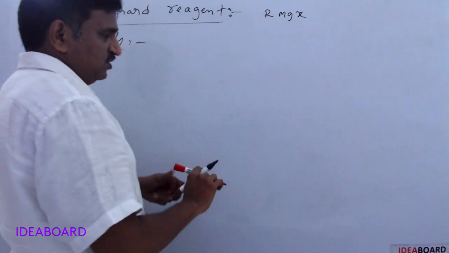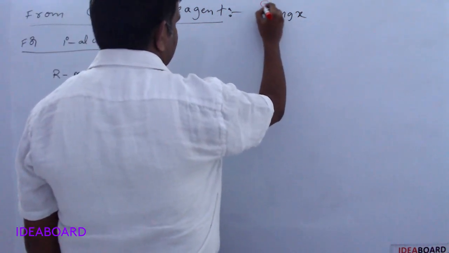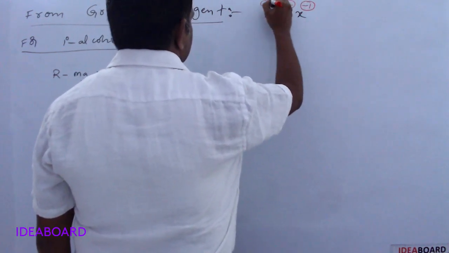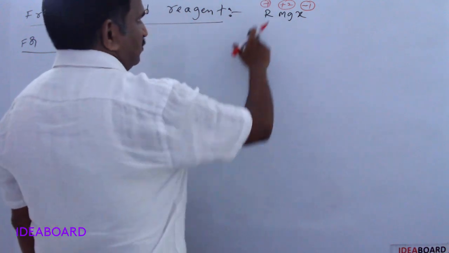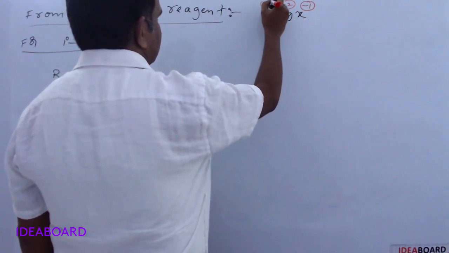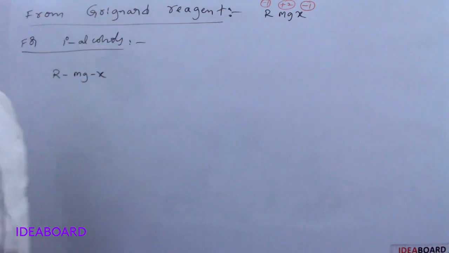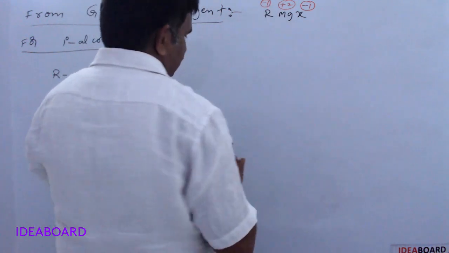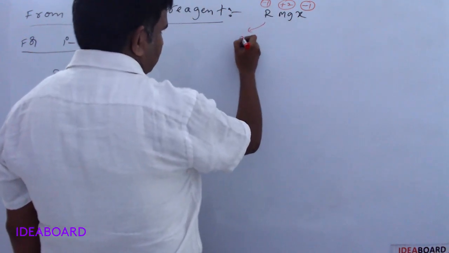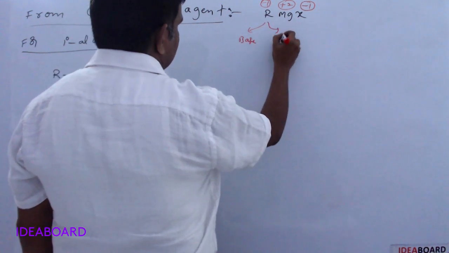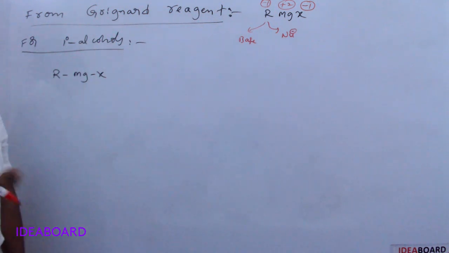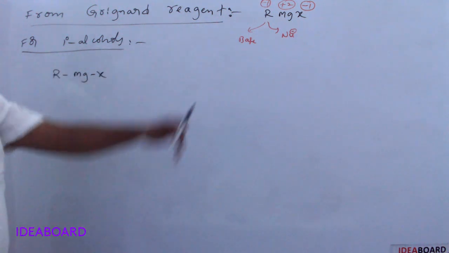RMgX. In this RMgX, first remember R is minus, Mg is plus 2 and X is minus 1. So R minus has a negative charge. This will act as a base and this will also act as a nucleophile. Base means when it reacts with acids, it acts as a base. If it reacts with some other compound, it acts as a nucleophile.